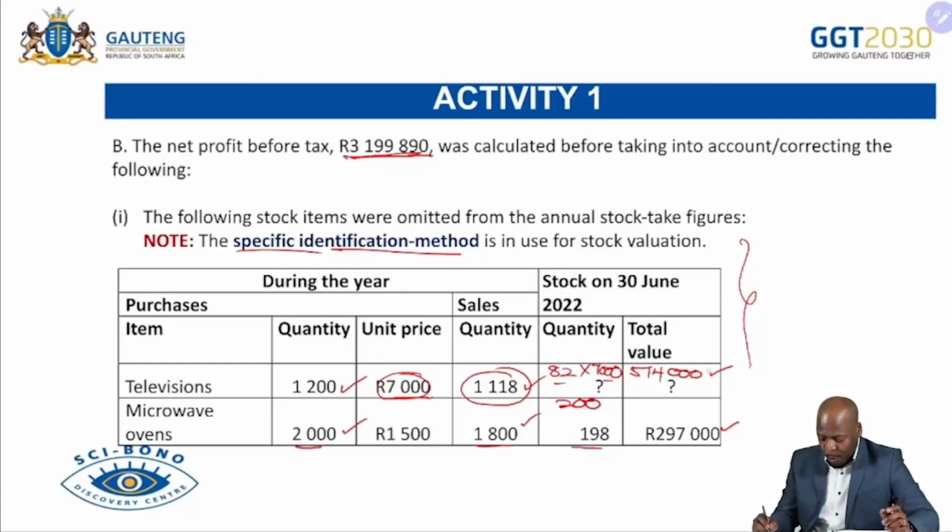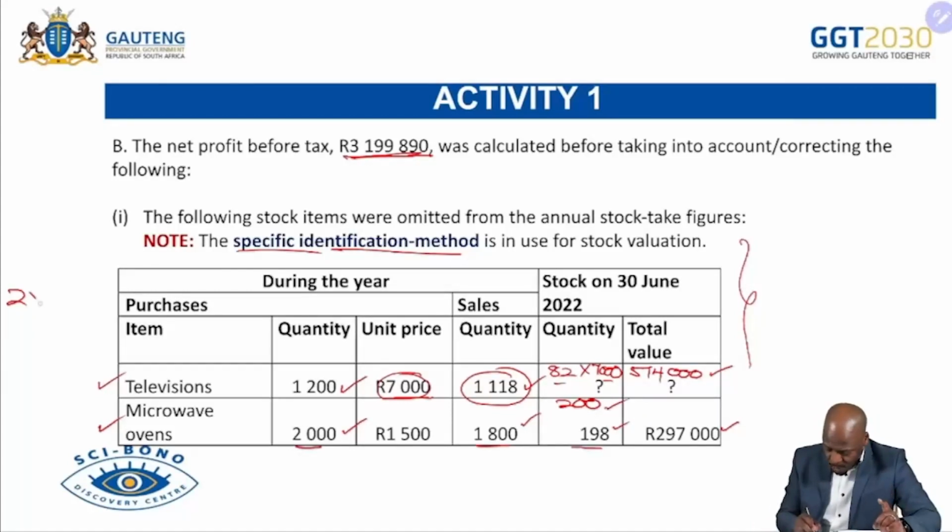All right, so remember, we are calculating amounts so that we can show them in the correct net profit calculation. So already we can see that with our televisions, we are okay. But when we come to the microwave ovens, we have some missing units. How many units are missing? We're missing 2 microwave ovens. We're supposed to have 200, but we have 198.